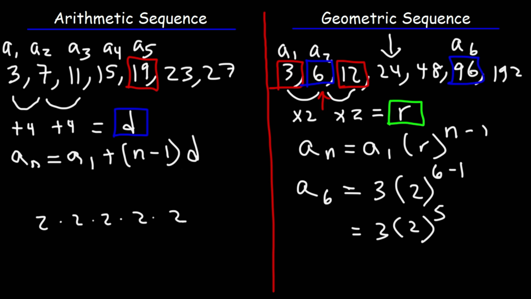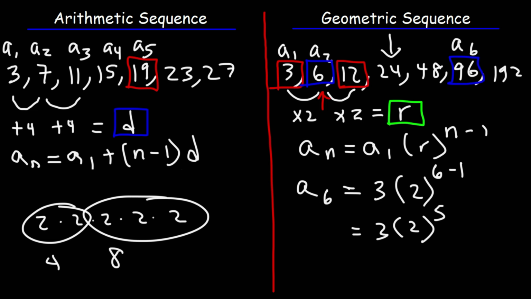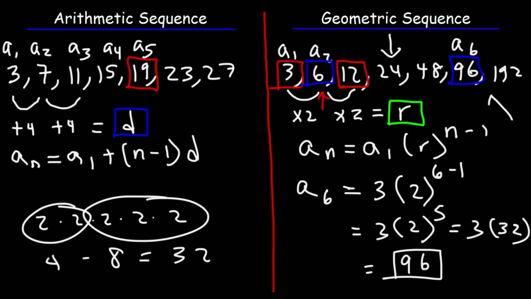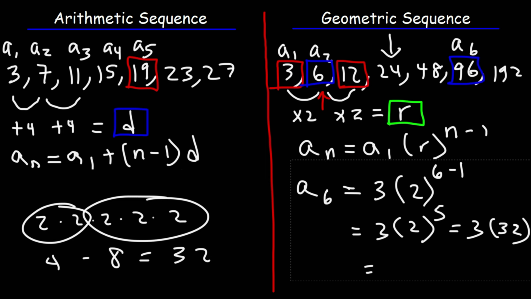So we can write it out. So this here, that's 4. 3 2's make 8. 4 times 8 is 32. So this is 3 times 32. 3 times 30 is 90. 3 times 2 is 6. So this will give you 96. So that's how you could find the nth term in a geometric sequence.